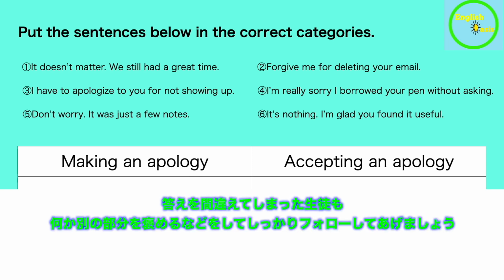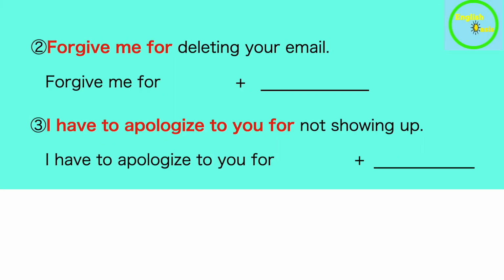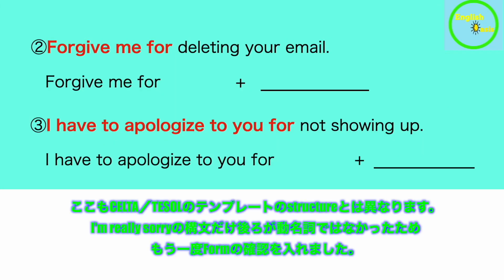Did you get all correct? Okay. Next, let's check some forms together again. Now there are 3 sentences, number 2, 3, and 4. So let's check the forms of these.